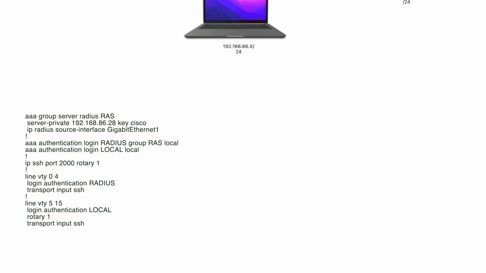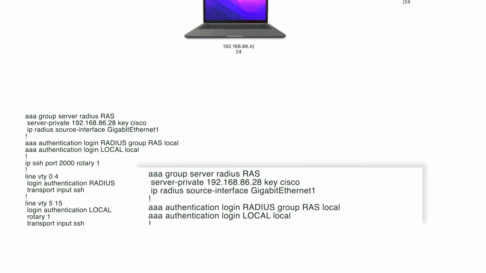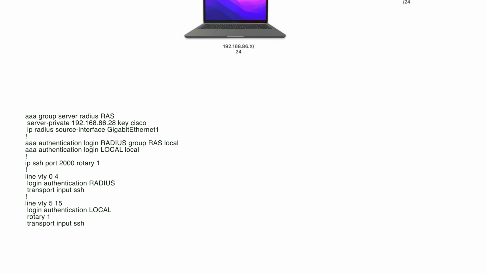So here are the commands that we're going to be injecting on our router for the purpose of this lab. All right, so the first thing we're going to be configuring is the RADIUS authentication. And the purpose of this is that I want to show you that you can have RADIUS authentication and also local authentication running at the same time. And that's where the IP SSH rotary comes into play.